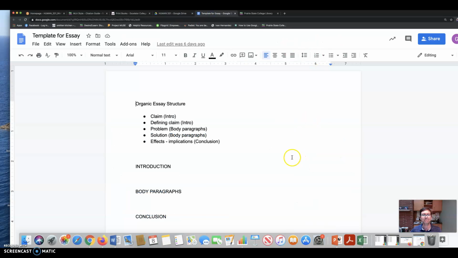Here is the template. So here's a way of imagining the organic structure of your essay. Instead of counting paragraphs and writing the 5-paragraph essay, think of yourself as doing these things organically. So you're making a claim and defining or clarifying that claim. That is the work of the introduction. What's your central claim? Put that claim into context. Kind of get a little hook for the reader. Like, what's the central claim that you're making?